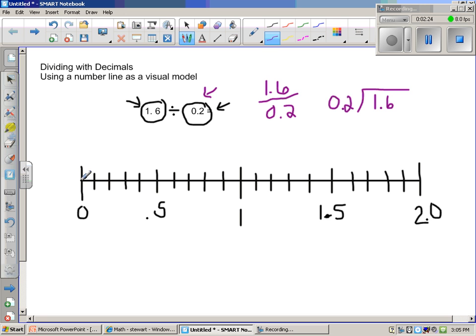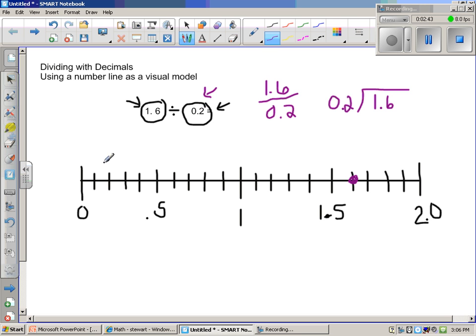So remember, when we were looking in class today, we started at 0 and we made a mark on our number line at the place where we have to end. So we're going to have to end at 1.6, which is right here. So I'm just going to make a little dot here. You can make a star like we did today. That's where I know I have to end with making my groups.